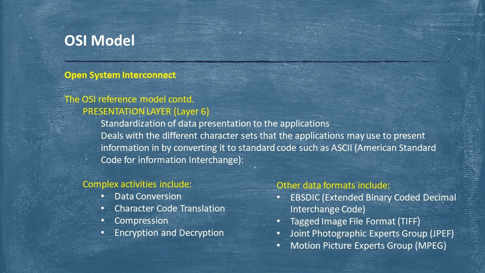ASCII is the commonly used one, but EBCDIC is now not being used, whereas these other formats are being used for images and motion pictures. Complex activities include data conversion, character code translation, compression, encryption, and decryption. Everything happens in this layer.